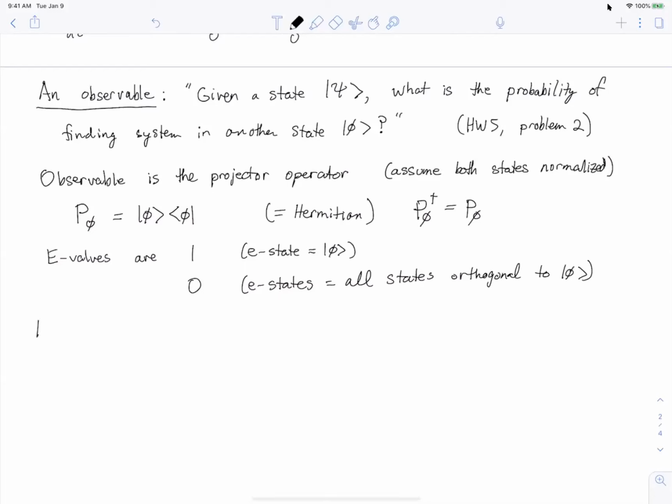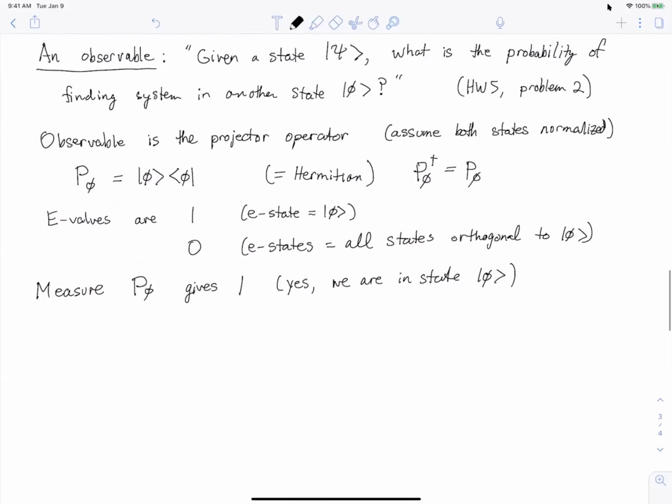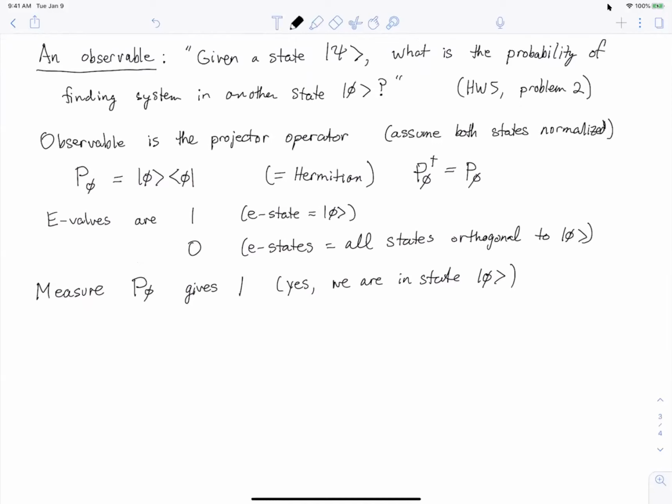Okay, and so what happens if you measure this observable? You're guaranteed to get either 1 or 0. If you get 1, then the physical interpretation is, yes, we are in the state phi, even though you didn't start out in the state phi. You could have started out in any crazy state. As long as it has some non-zero overlap with the state phi, you can still get 1 with some probability. But you could also get 0, and then the physical interpretation is, no, we are not in the state phi.